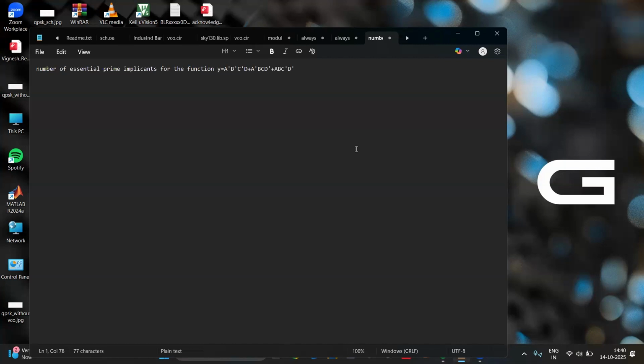You know about the essential prime implicants? I'm trying to recall. Prime implicants and essential prime implicants. Can you just give a hint on it? Essential prime implicants are the groups of ones which are not paired. At least one one in a group is not paired to any other group.